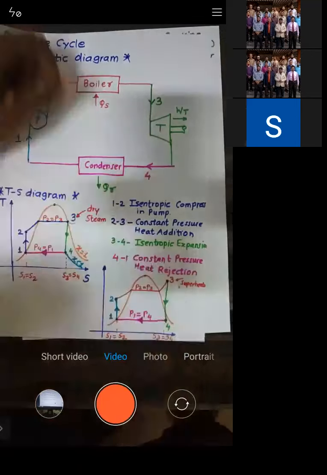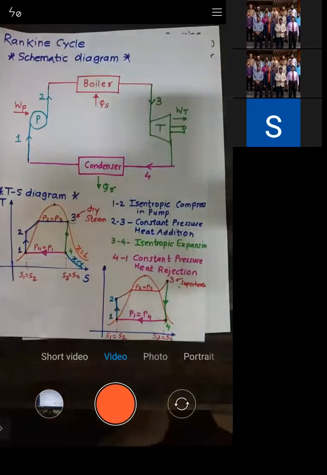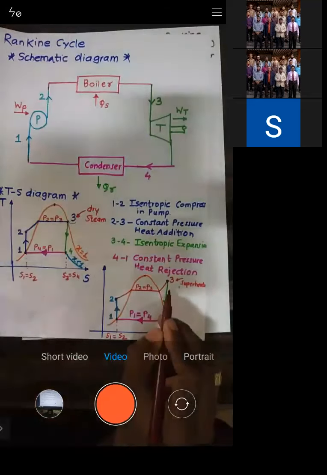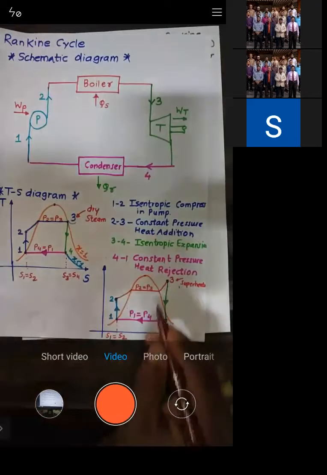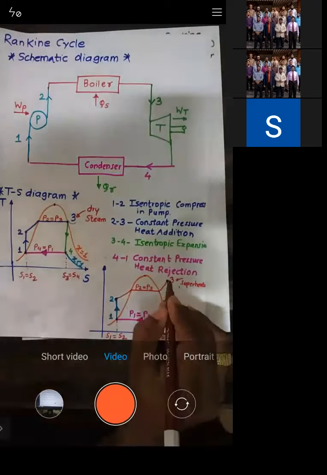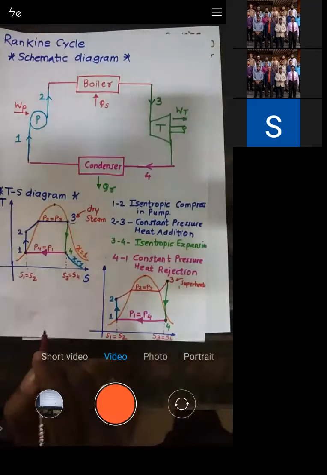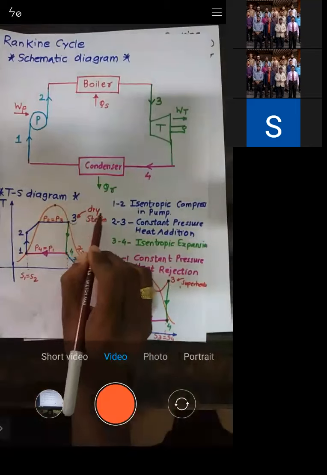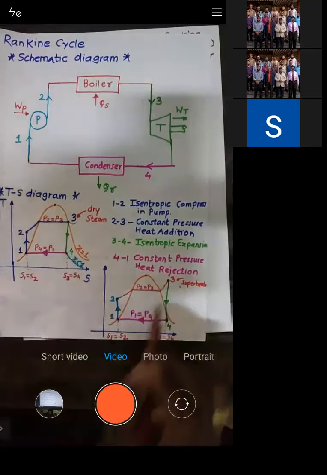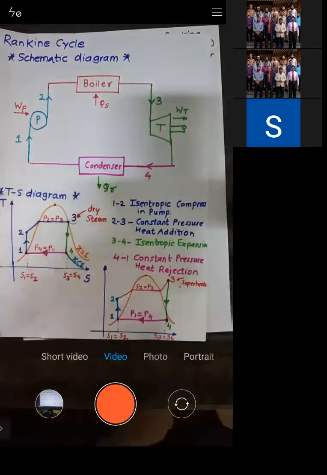Okay, so if such is the case, the condition at point 3 is said to be superheated. So at point 3, what is the condition of the steam? It is superheated. If you see here at point number 3, the condition of the steam is dry steam. If it is lying on the right-hand side, it is said to be superheated. Is that okay? Let me know.